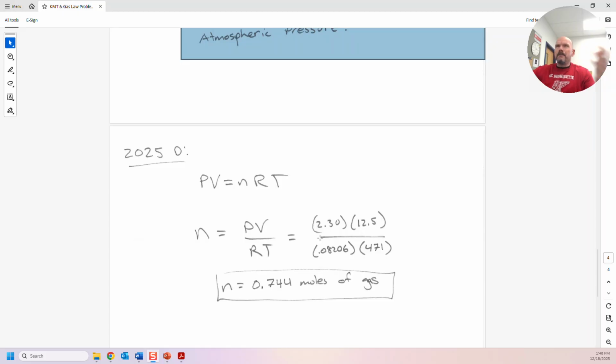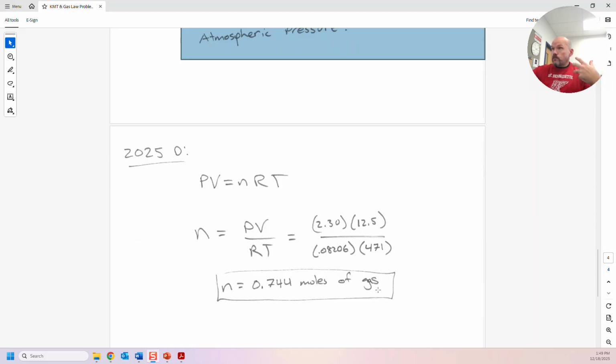Okay. Now, maybe this year's formula sheet only has this R value for atmospheres, and you don't get the 62.36 R value for torr or millimeters of mercury. But just remember, this is the R value for when your pressure is in atmospheres, and that's what they gave us. So remember, whenever you're using the ideal gas law, the volume has to be in liters, and they already gave it to us, but the temperature has to be in Kelvin, so we have to add 273 to that 198 value they gave us, and then we got to make sure we use the right R value. So PV equals nRT, n equals PV over RT. We plug in our numbers, we solve, and we get moles of gas.